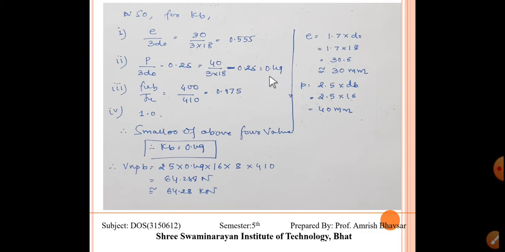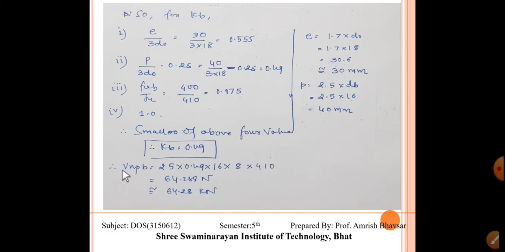Number 3, fub upon fu, meaning fu of the bolt divided by fu of the plate. The fu for the bolt is 400, which is calculated from the grade of the bolt, and the fu for the plate, given in the question, is around 410 megapascal. So put this in and get 0.975. And number 4 is 1. We take the smaller of these four values and we get Kb. So in this case, Kb is equal to 0.49.